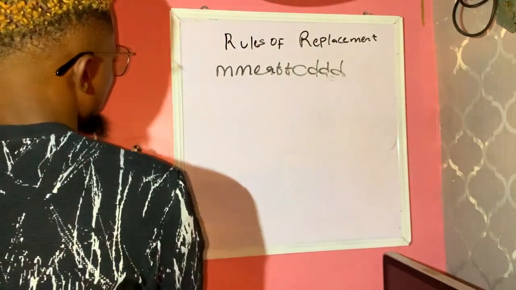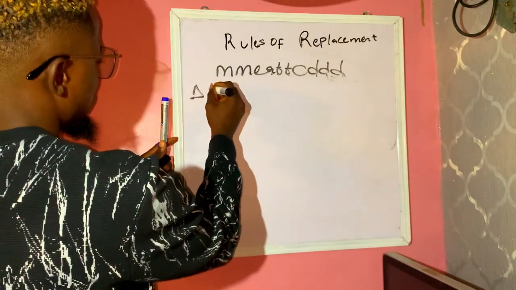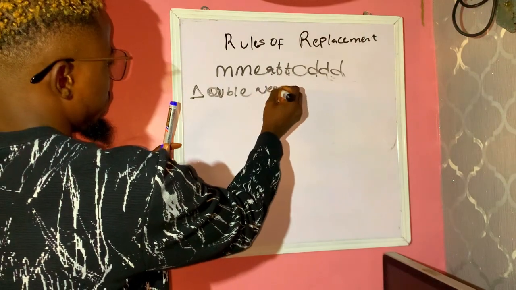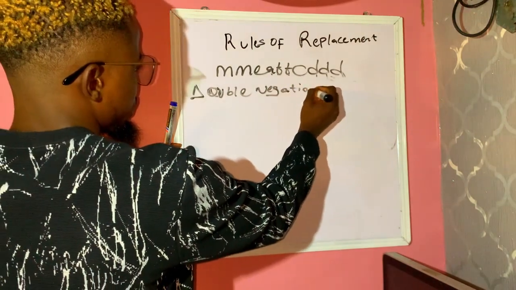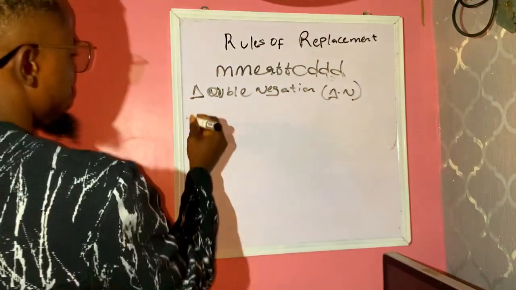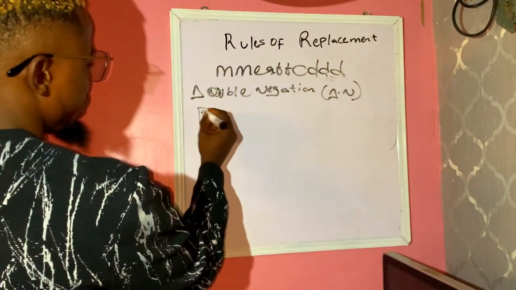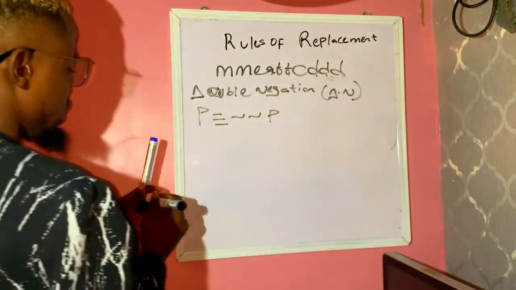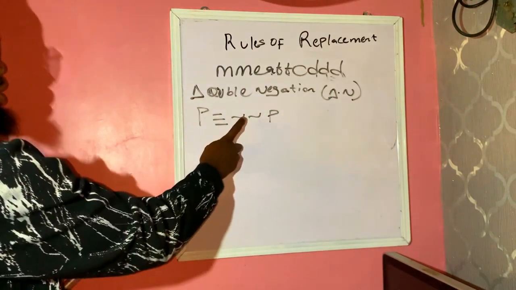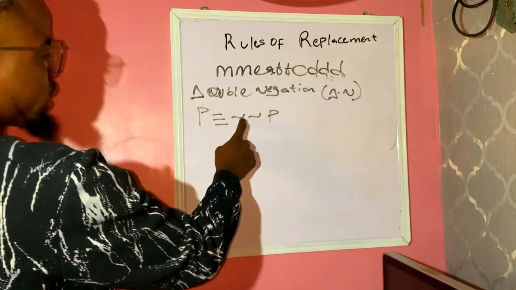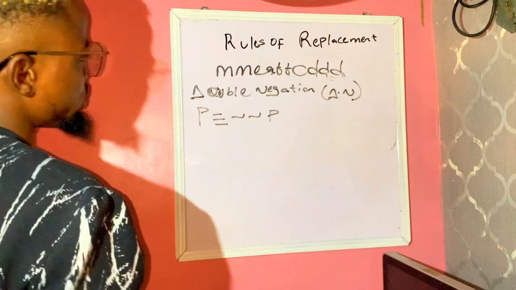Then the next one is double negation, DN. So that one is just saying that if you have P, you can replace it with negation negation P. In other words, if you have P, you can say if and only if negation negation P. And if you also have negation negation P, you can replace it with P.